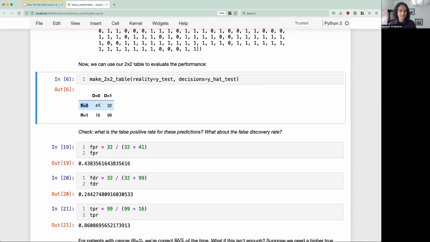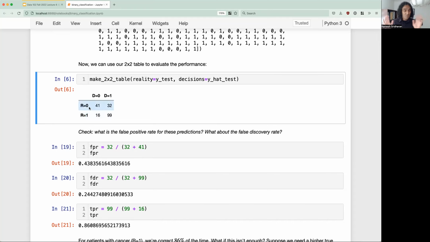So we're not doing that well on patients who don't. We're doing okay, pretty well on patients who do. But let's suppose you build this model and show it to a doctor, and the doctor says, well, I really want to make sure that I'm able to catch all of the cancer patients. I want to make sure that anybody who has cancer, where reality equals 1, I can catch it and start treatment early so they have a better prognosis.